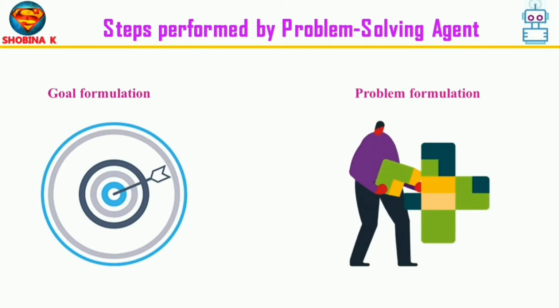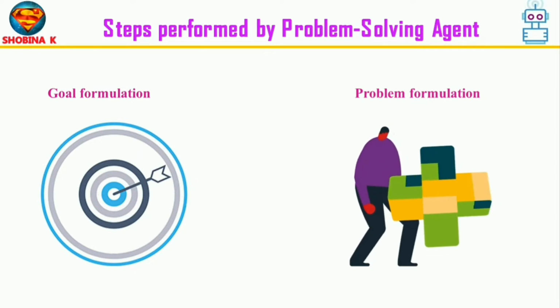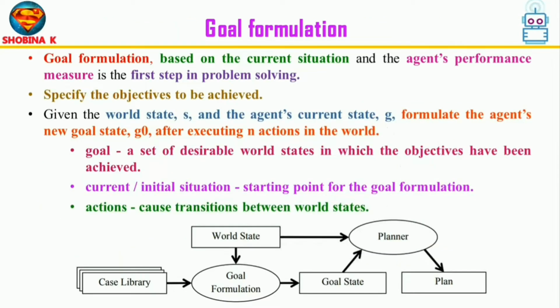Now let's see what goal formulation and problem formulation are in detail. Goal formulation is a technique for an agent to determine which goals need to be achieved. Goal formulation is the process of setting goals that help an agent to organize its behavior by limiting the objectives. This goal formulation is based on the current situation and the agent's performance measure.